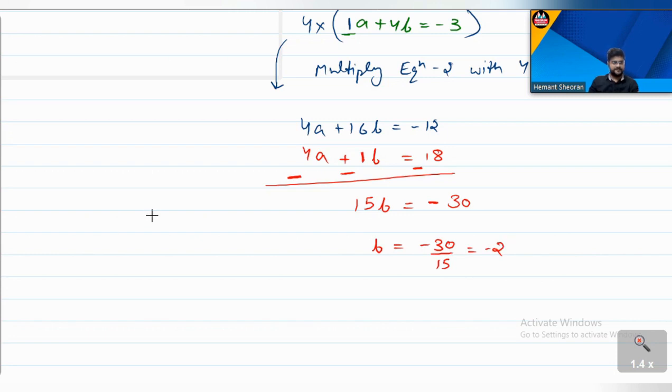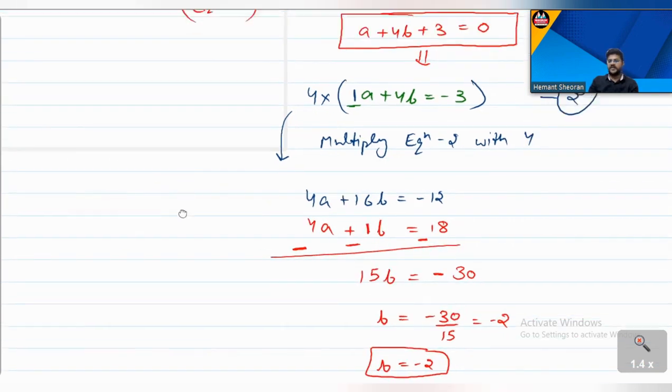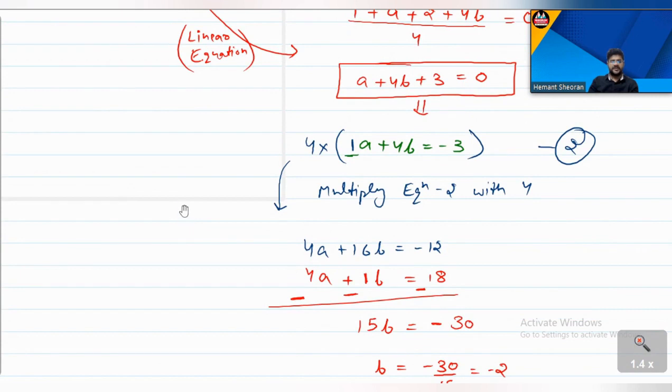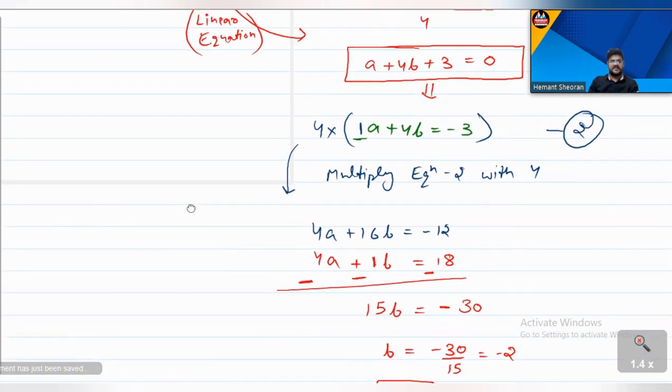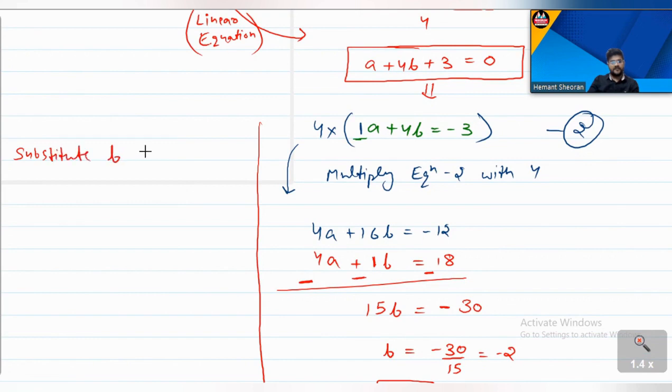Get it? Now the b value that we got, negative 2, we're going to substitute it in any equation, either in the first one or in the second one. So where do you want to substitute it? Whichever, honestly. Okay, let's substitute in second.